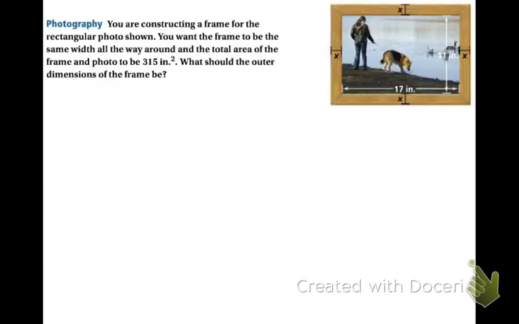This is where we get into something a little tricky. Talking about the area of a photo being 315 square inches. We want to find out what the width of the frame is going to be. And so, again, this is going to be my length. This is going to be my width.